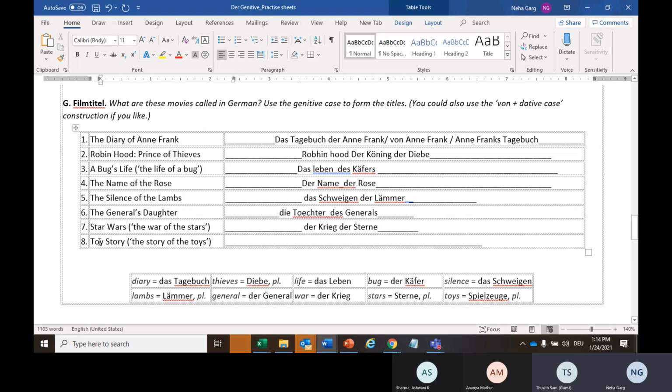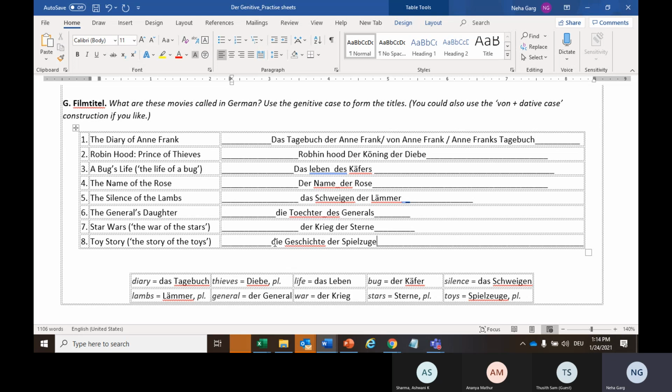And Toy Story, how can we write that? If there has to be a German name for Toy Story, it's the story of the toys. So, die Geschichte der Spielzeuge.